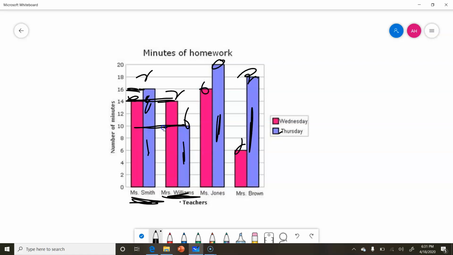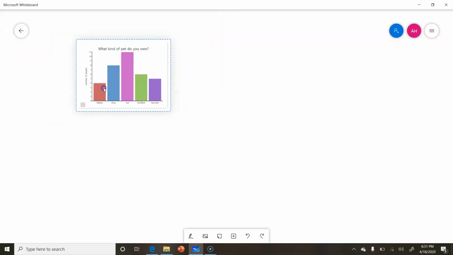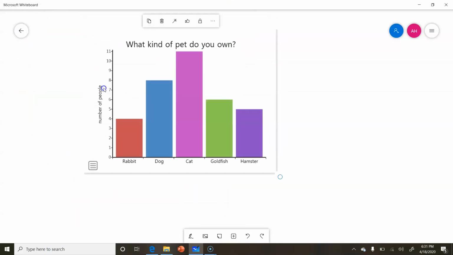If you want to know the total number of minutes in those 2 days, I think you guys can read it from there. Let me put on a traditional bar graph real fast. That should not be too hard to understand. This one I think we used before. It's the number of pets, right?